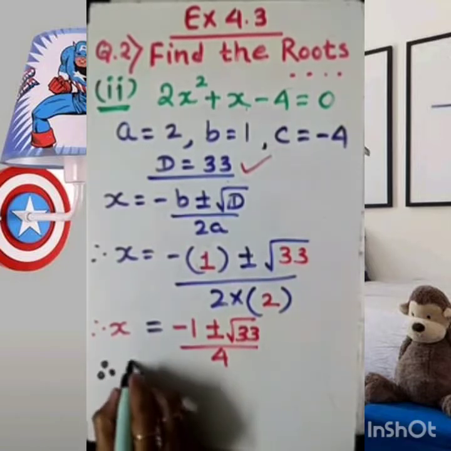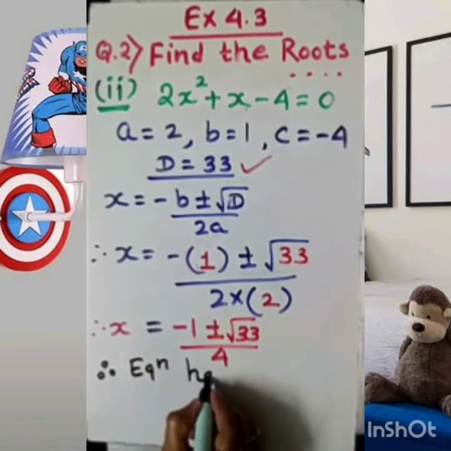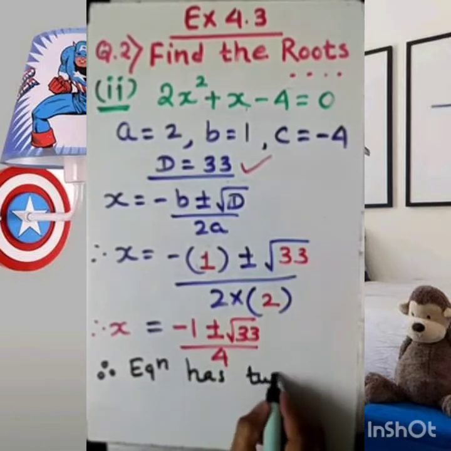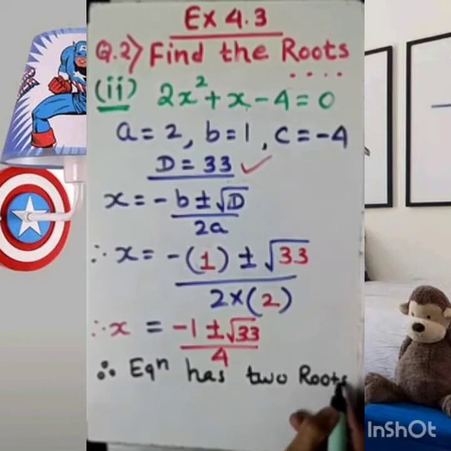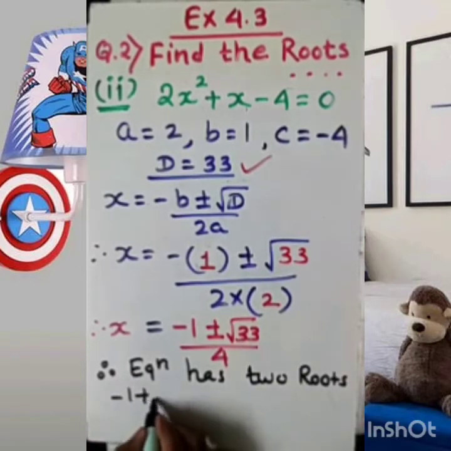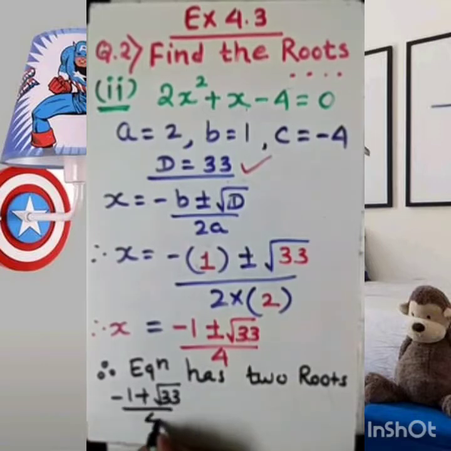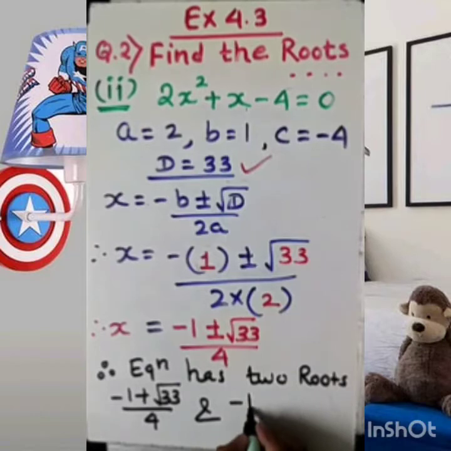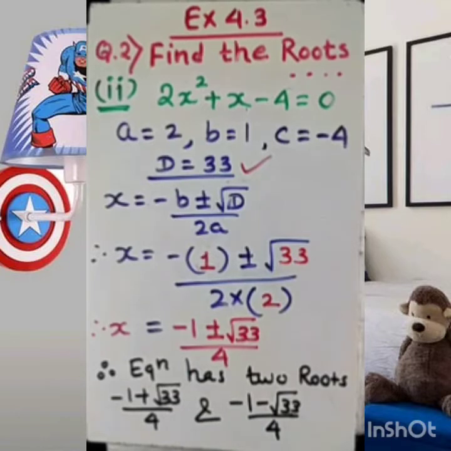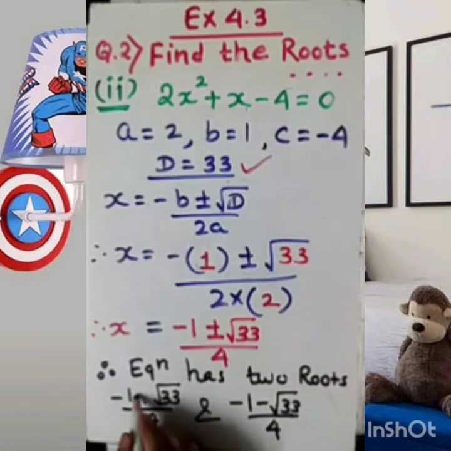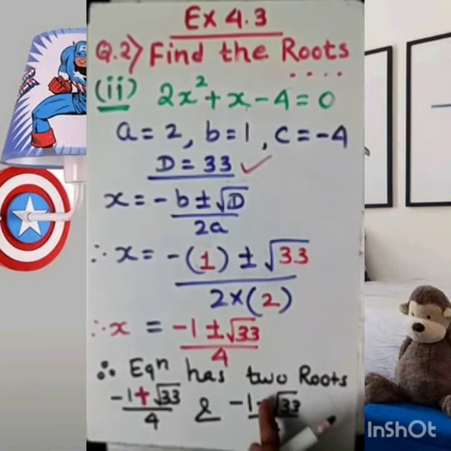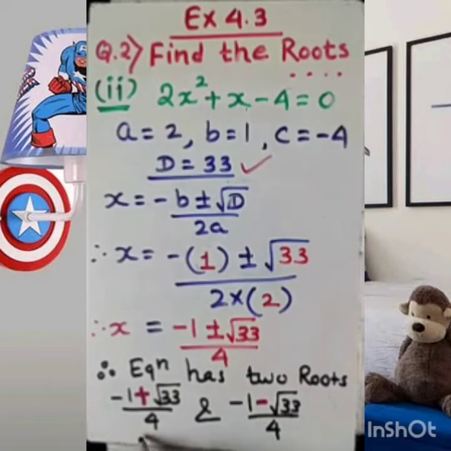Therefore, the equation has two roots. Which are they? One of them is minus 1 plus under root 33 by 4 and the other is minus 1 minus under root 33 by 4. Here you can observe, the first time I have taken this plus, and the second time this minus. So these two are the roots of the given equation in question number 2. I hope it's clear to you.